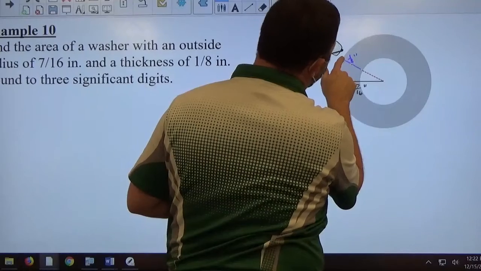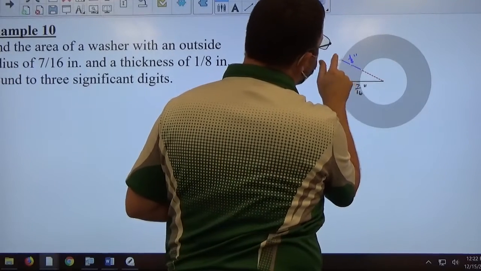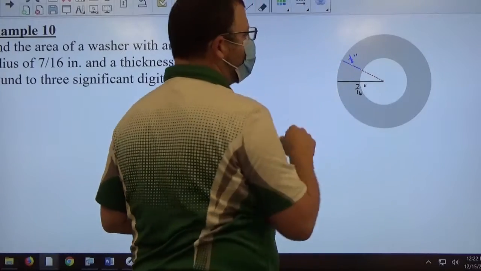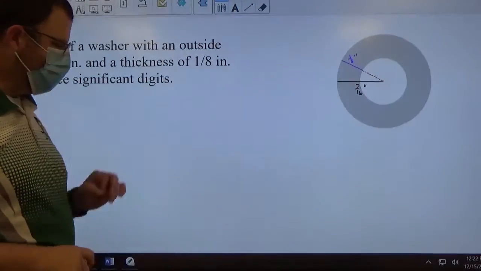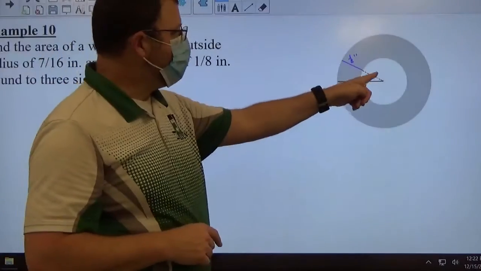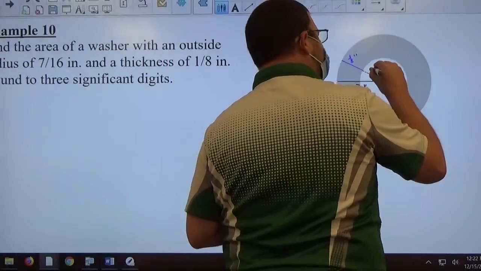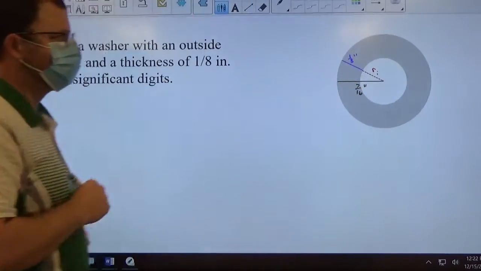So imagine this whole radius here, that red radius. What I know is the distance from the inner edge to the outer edge is 1/8 of an inch. What I need to know is the distance from the inner edge to the center. That's what I need to know. So this is the inner radius. I'm going to call it R subscript I for inner radius.